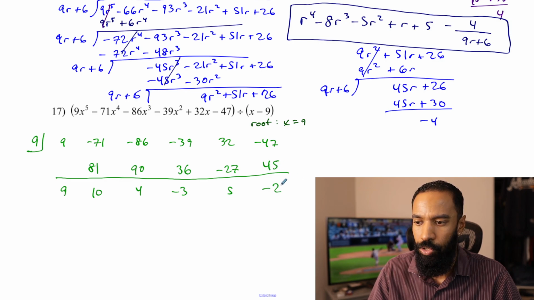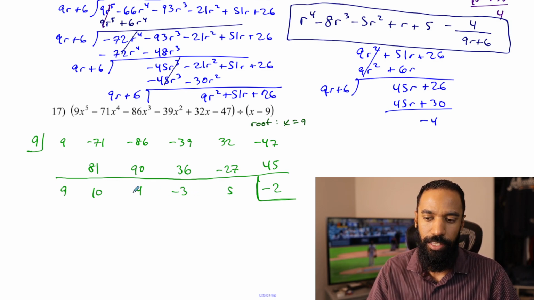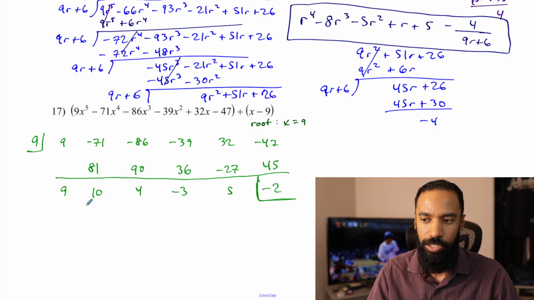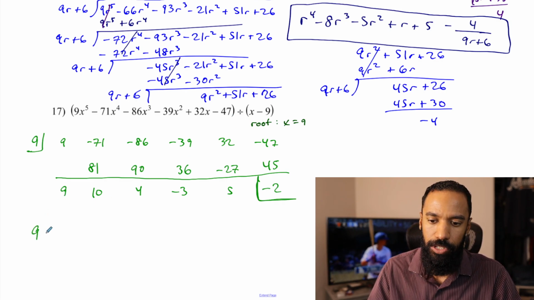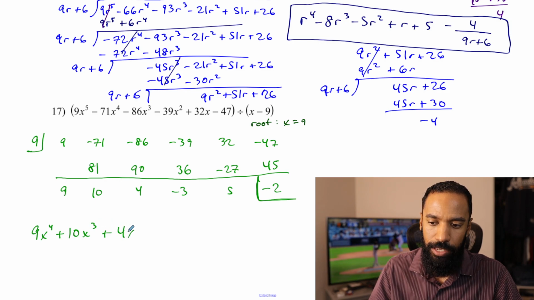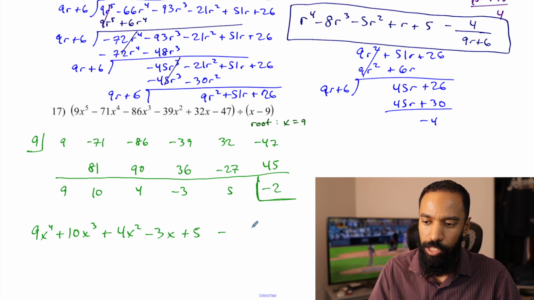Add that, you get negative 2. Now the last guy is the remainder. And then this is the constant, linear, quadratic, cubic, quartic right here. This goes from an x to the 5th power to x to the 4th power. So the quotient here is 9x to the 4th plus 10x cubed plus 4x squared minus 3x plus 5, with the remainder of 2, it's minus 2 over x minus 9.